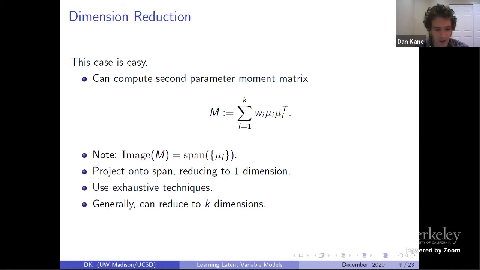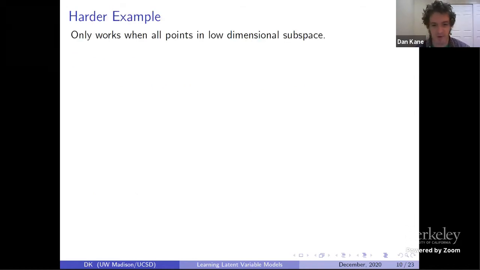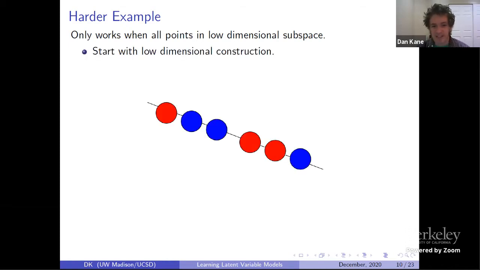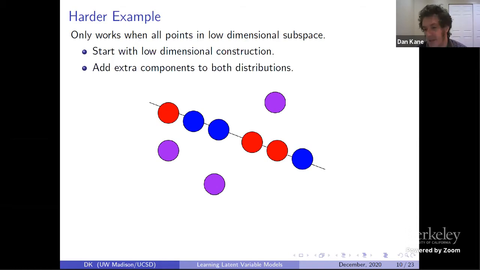However, we now just need to find a slightly harder counterexample where this doesn't work. Because the algorithm that we were just talking about using is fairly brittle. It only works when all of the points lie in a low-dimensional subspace. So to fix that, we'll start with this low-dimensional construction that matches moments. And we're just going to add some extra components.